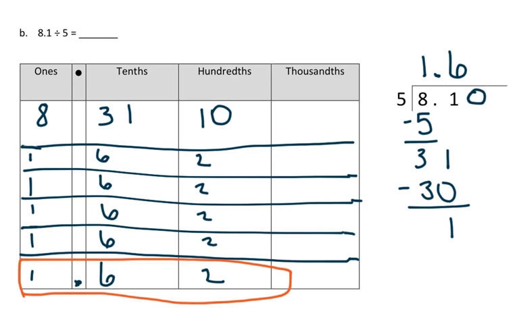And I bring down my 0. How many times does 5 go into 10? And the answer is 2. 2 times 5 is 10. And I subtract, and there is no remainder for this problem.